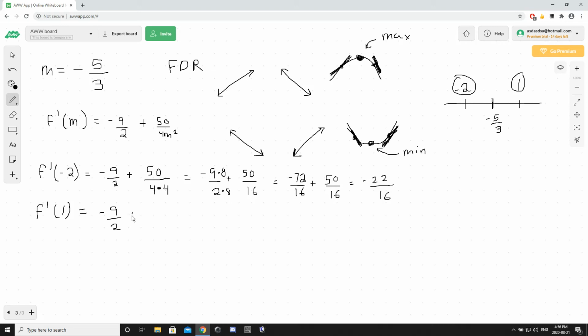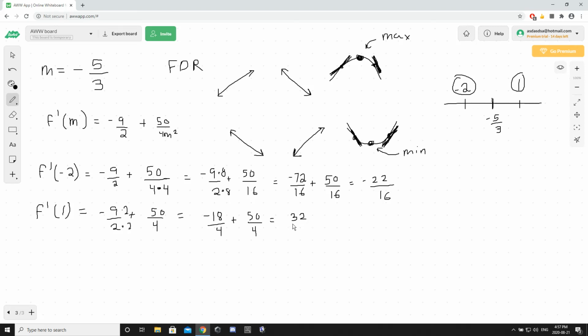Now plus 50 over 4 and then 1 to the power of 2. Well, 1 to the power of 2 is just 1, so this is just 50 over 4. We're going to multiply top and bottom by 2 for this guy right here, so we have negative 18 over 4, plus 50 over 4. At that point, you just add the numerators together. You get 32 over 4.